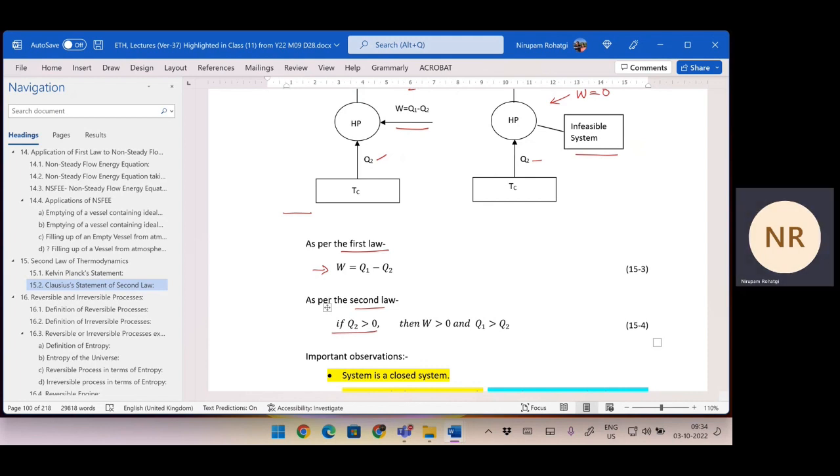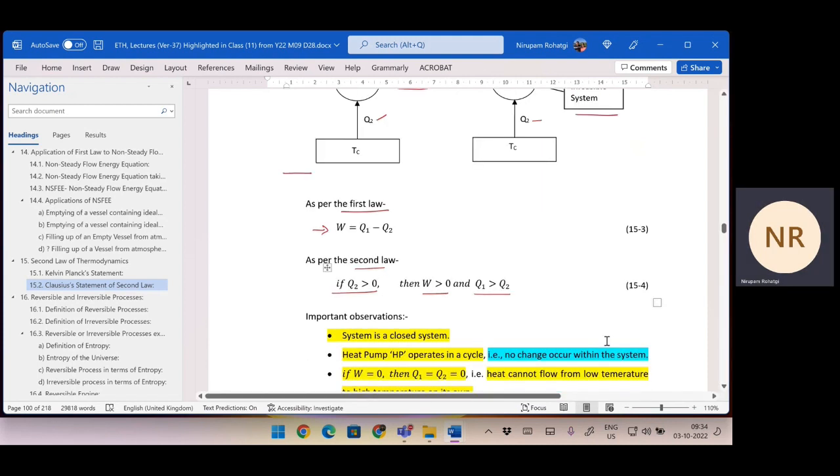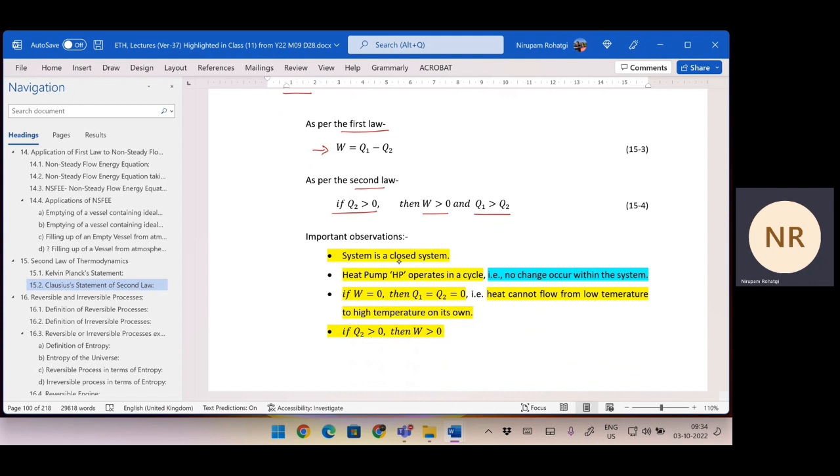But we are not talking about that. We are saying that if Q2 is greater than 0, then W has to be greater than 0 and Q1 will be greater than Q2. Again, the system is a closed system. It has to be a closed system.